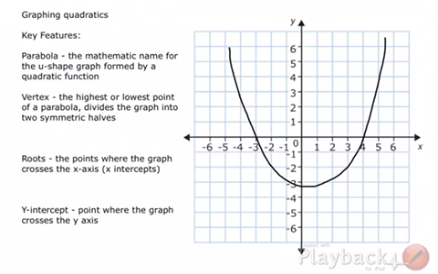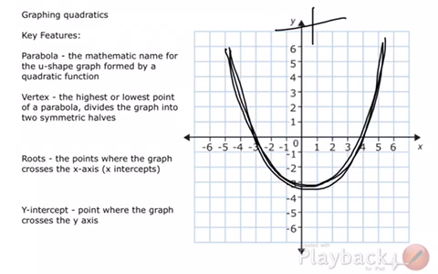The vertex is either the highest or the lowest point of a parabola, depending on what kind of graph you have. What I just sketched is a positive graph, or a happy face graph. You'll notice that it looks like a smile. So that is a positive quadratic function, positive parabola. The vertex in this situation is going to be what's known as the minimum, or the lowest point. So we come down here to the bottom of the trough. That's going to be known as the vertex.